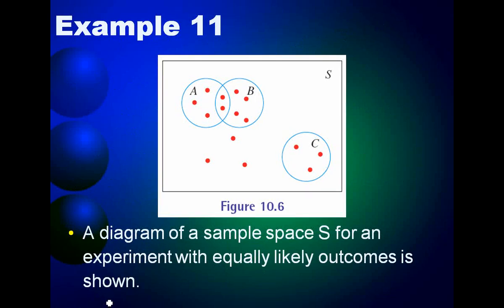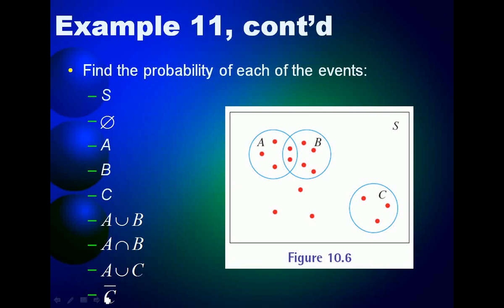So we have a diagram here, and the sample space is the rectangle, and then the dots are your outcomes. If we randomly choose a dot, what is the probability that the dot is in the sample space? Well, the probability there is 1, because if we choose one of these dots, it is in the sample space. What is the probability that we choose a dot that is not in the sample space? Well, the probability there is 0, because all of the dots are in the sample space.